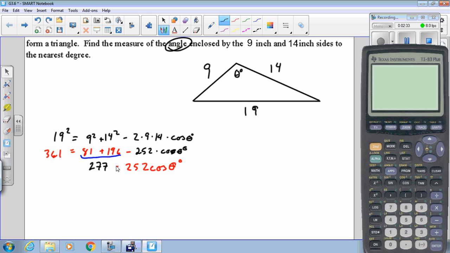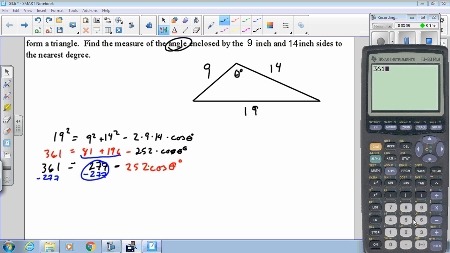Most students can get thus far, but from here on, a lot of them don't know how to proceed. So be very careful. You do not want to do 277 minus 252 because we have a multiplication here. The next step is actually to subtract 277 from 361 because we want to isolate cosine theta here.